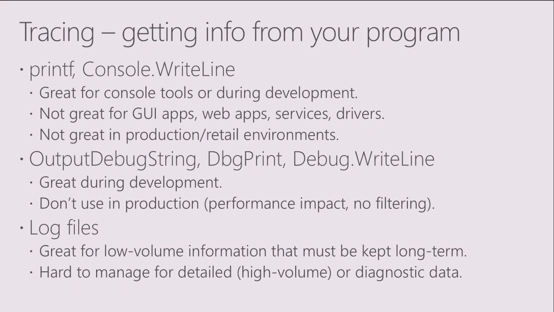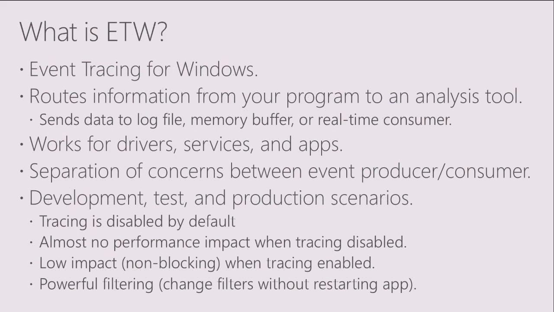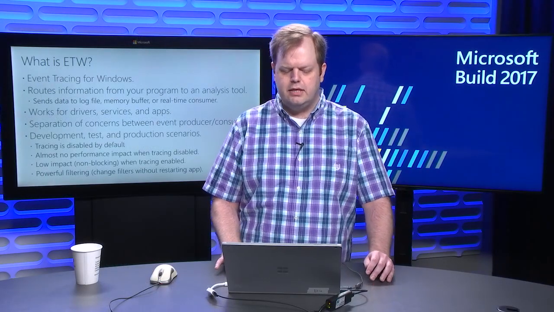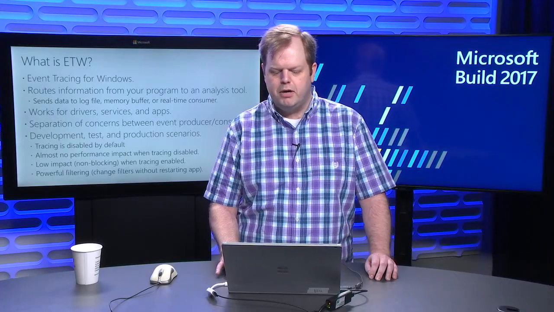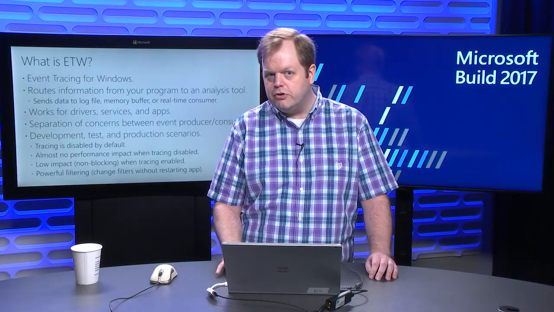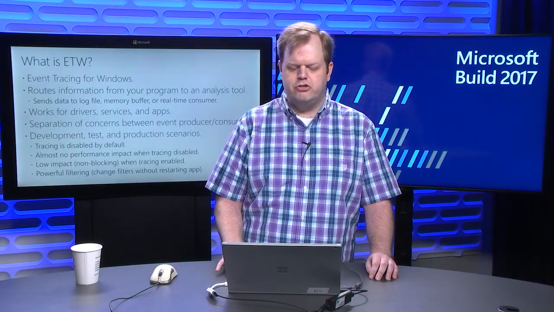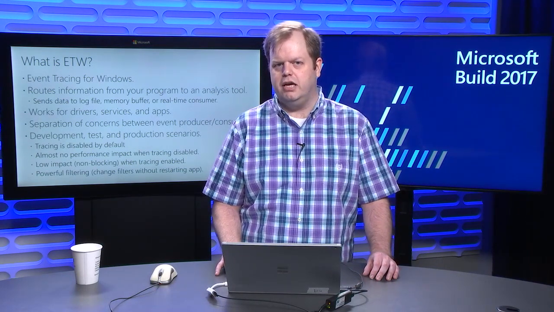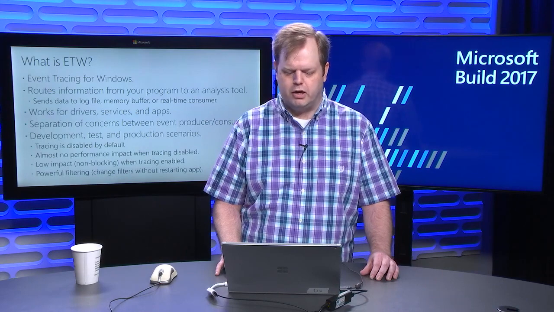To fill in this gap, Microsoft invented ETW, Event Tracing for Windows. ETW has been around since Windows 2000, and it's just a technology that routes information from your program to an analysis tool. It's designed to work for production systems. It can send the data to a log file, to a memory buffer, or to a real-time consumer through callbacks. And it works for drivers, services, and applications. It even works for Windows Store applications. It's part of the Universal Windows Framework.